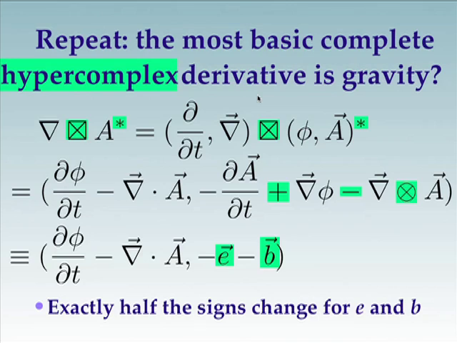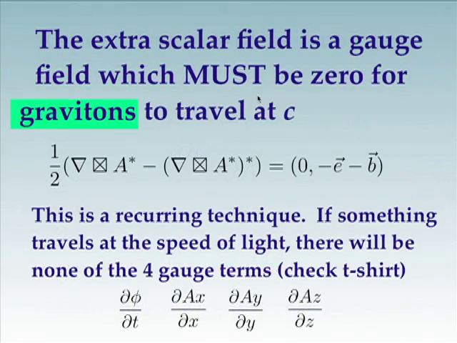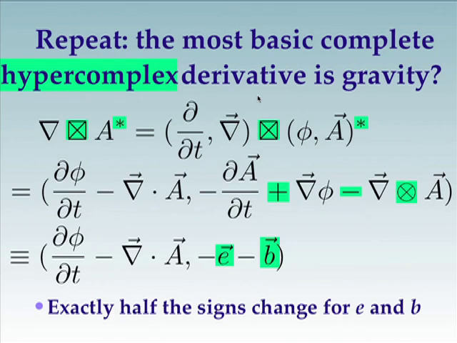So again, the most complete hyper-complex derivatives, is that connected to gravity? That is my hypothesis, and we'll see whether I can support it in the next 50 minutes. Since they're so darn similar, I just call it small e and small b. Small b is easier to remember because it all has the same signs. And small e is a little trickier in that the a term is the one that flips signs.